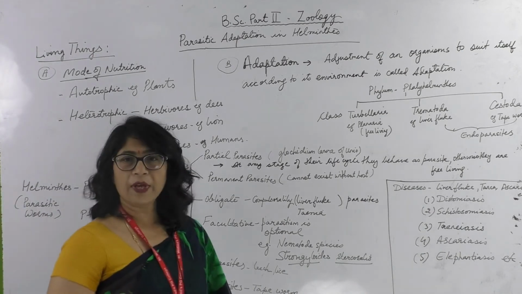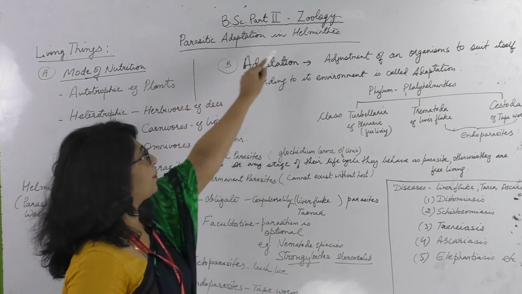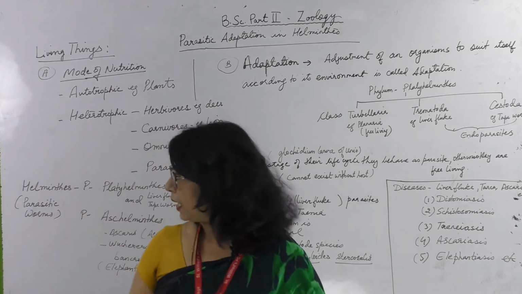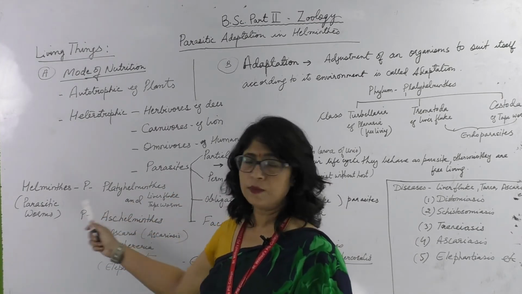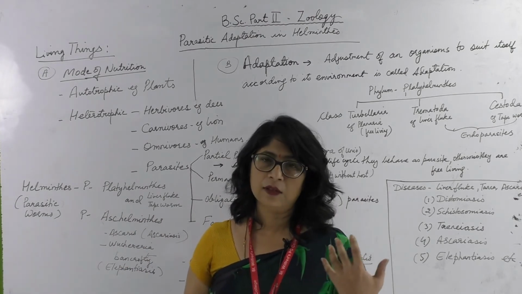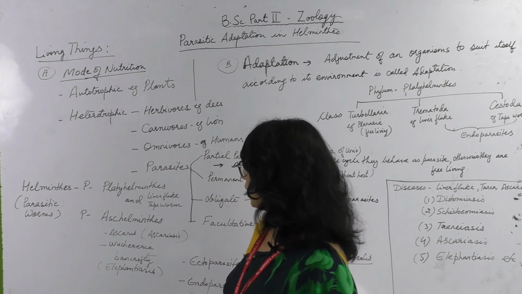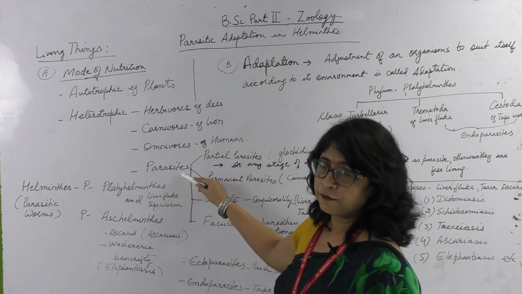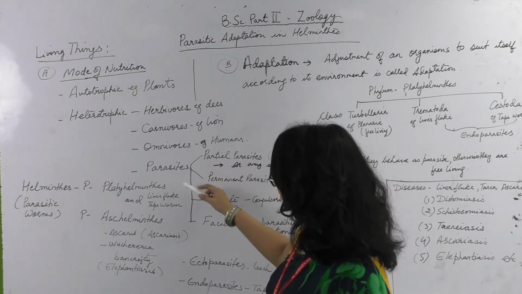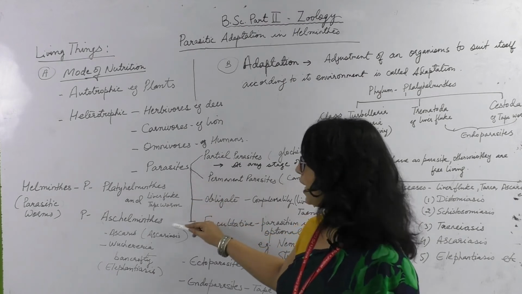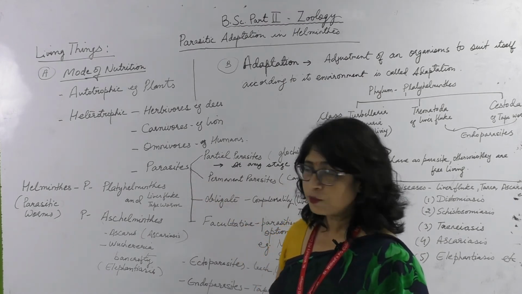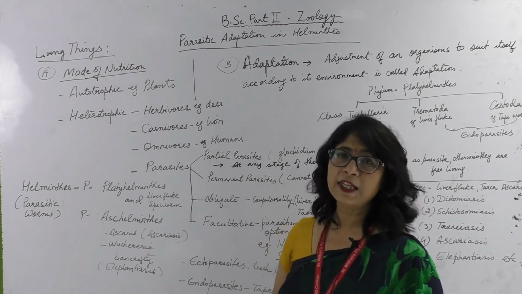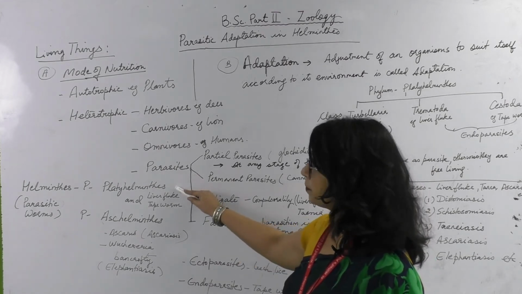Now, as our topic is about the parasitic adaptation in helminths, I would like to explain to you what helminths are. Helminths are the parasitic worms, and in the animal kingdom there are two phyla which have helminths in them: the Platyhelminthes and the Nematodes. Platyhelminthes, as the name suggests, include all those animals that are dorso-ventrally flattened. Platy means flat and helminth means worm.